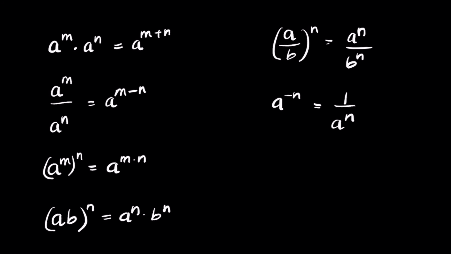And the last one, a to the power negative n becomes 1 by a to the power n. And you can also write the zero rule. So the zero rule you can write as a power 0 is always equal to 1. This rule basically states that anything to the power 0 is always equal to 1.